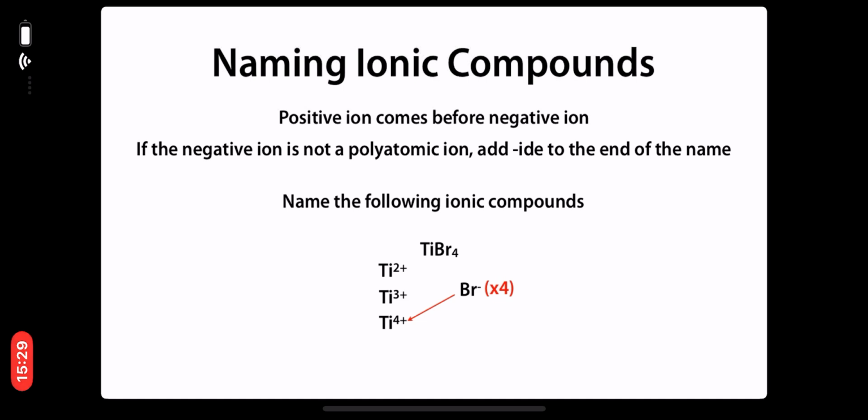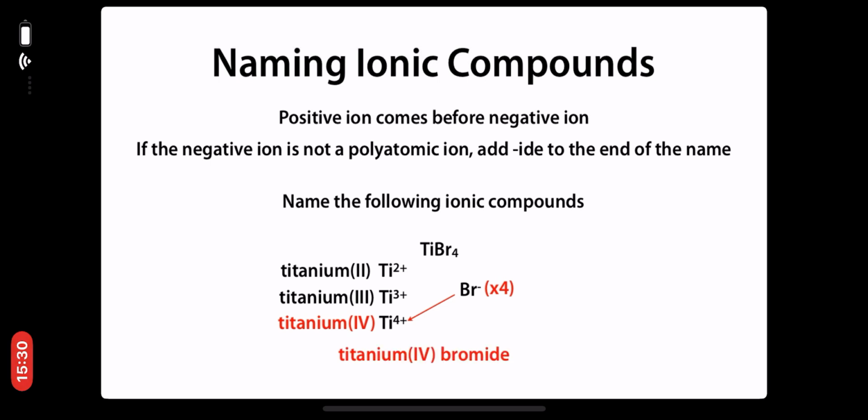So now that we've identified that we are forming Ti4+ with Br-, how do we name this? How do we differentiate between Ti2+, Ti3+, and Ti4+? Well, what we do is this. Ti2+ we call titanium 2. Ti3+ we call titanium 3, and Ti4+ we call titanium 4. We just use Roman numerals to differentiate the charge on the ion. So now we've identified which titanium name we're going to use. We're going to put the positive ion first, titanium 4, and then bromide. We add IDE to the end of the name because Br- is not a polyatomic ion.